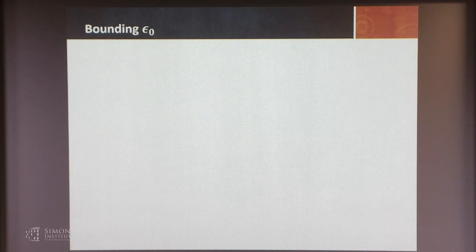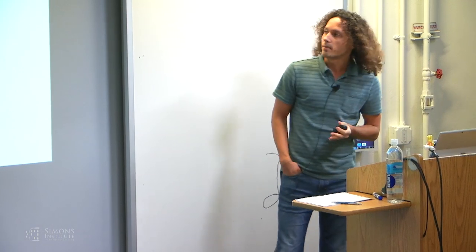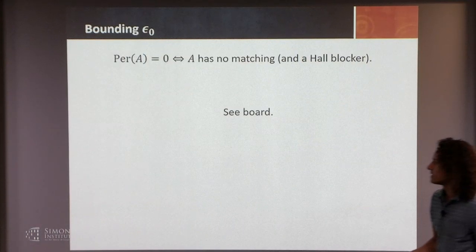Okay. Now, how do we bound this epsilon zero? Remember, there was the third question. What epsilon zero should we choose, so that if you have epsilon zero, you can always scale? Well, you know, the permanent of A is equal to zero if and only if A has no matching and has a Hall blocker. So now, let me just do a very simple proof.